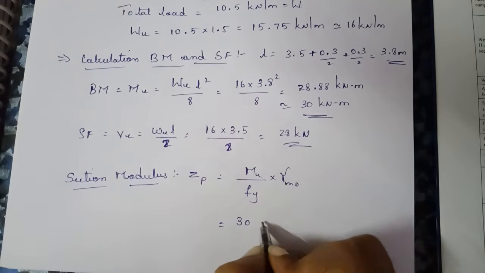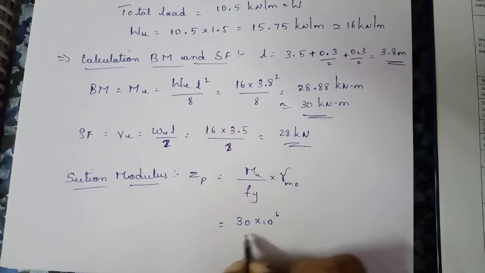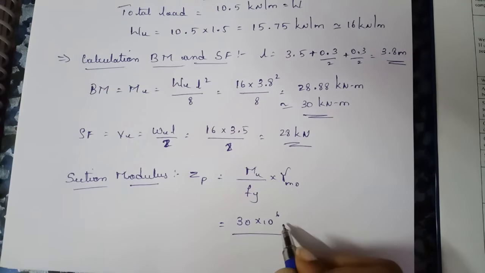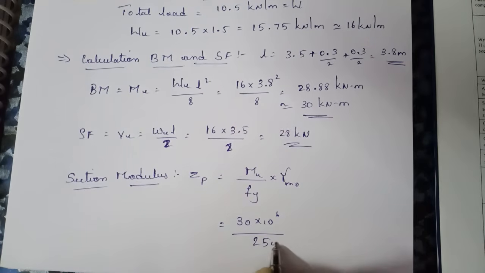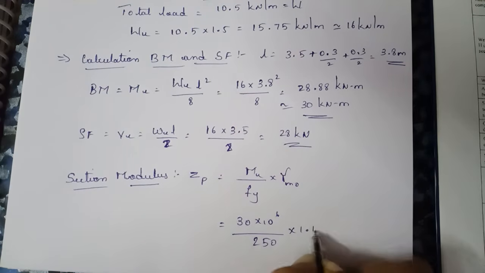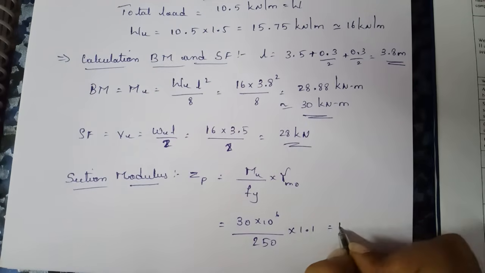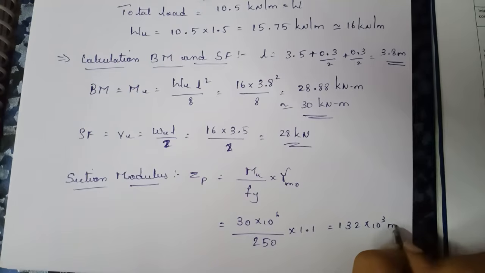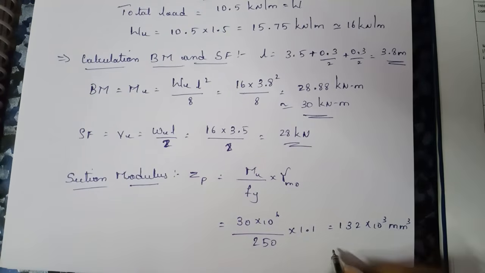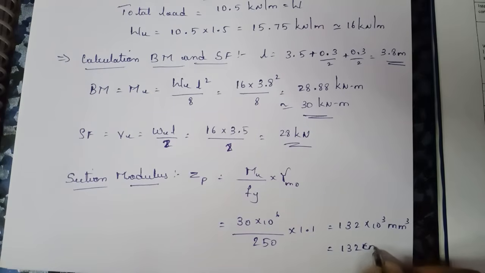So this will be Mu, 30 into 10 raised to 6, converted into Newton mm, divided by Fy, which is 250 as the assumption, into 1.1. That will be something around 132 into 10 raised to 3 mm cube. The unit is mm cube, so that means 132 centimeter cube.